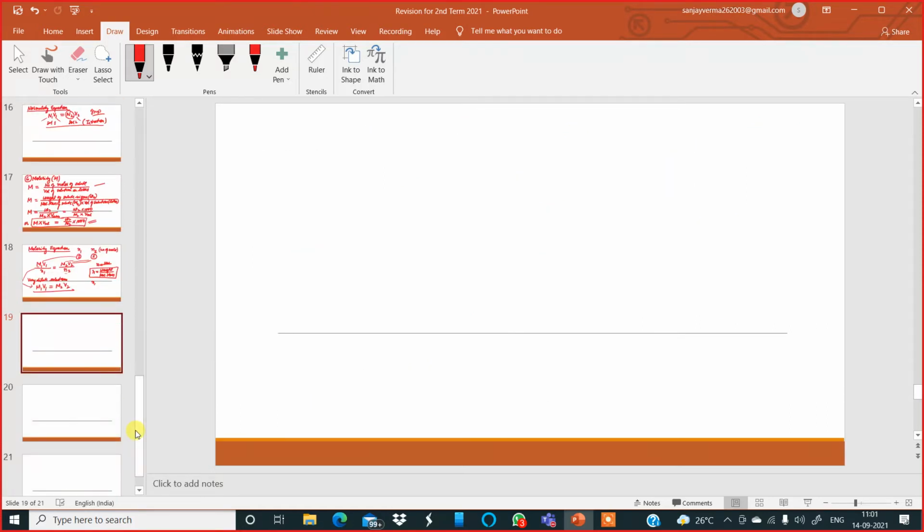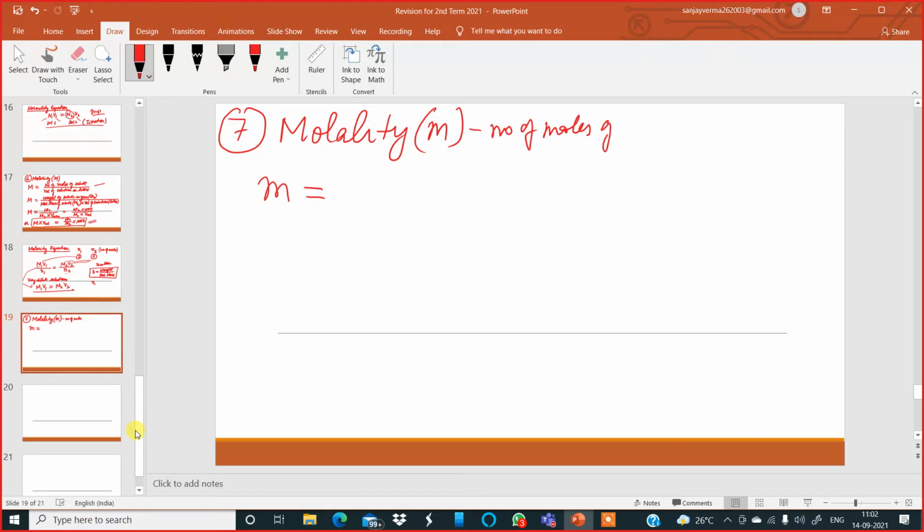After that, the next term used in volumetric calculation, number 7, is called molality. Molality is defined as the number of moles of solute present in 1 kilogram of the solvent. Number of moles of what? Number of moles of solute in 1 kilogram of solvent. That is called molality.